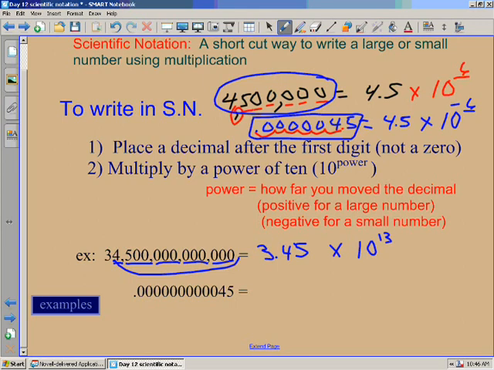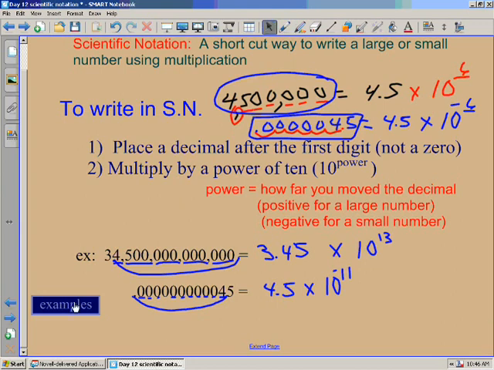And the second problem, I'd like to move it from here all the way till after the first place. So I'd like it to be 4.5, and then I moved it 1, 2, 3, 4, 5, 6, 7, 8, 9, 10, 11 places. So times 10 to the negative 11th because it was being divided by that power of 10, or it was a very small number.